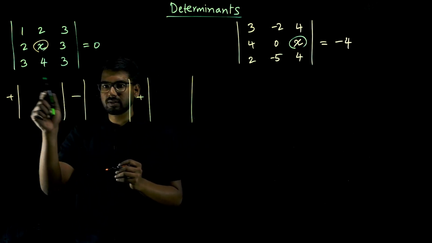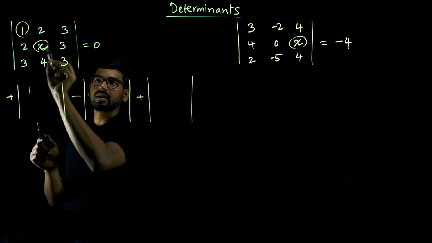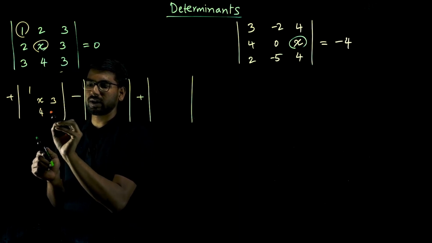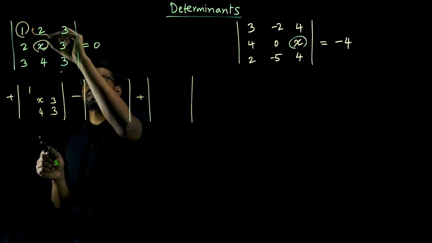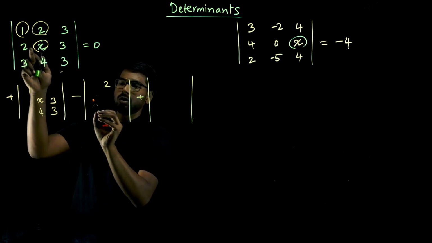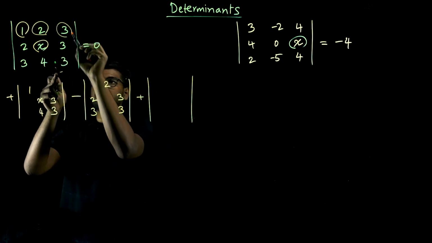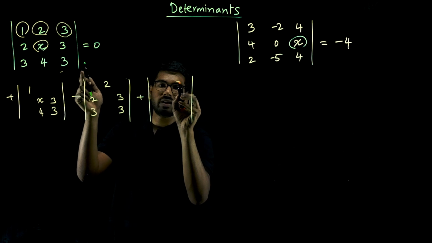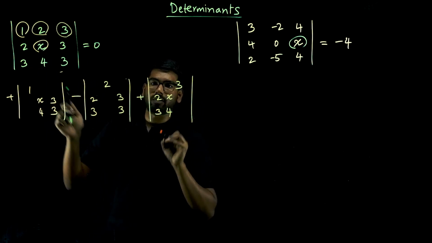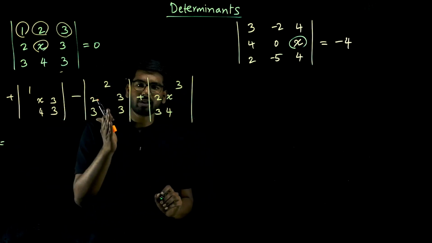Okay, so in the first, write the first element of the first row, 1, and the remaining elements, that is x, 3, 4 and 3. Next, the second element of the first row and these 4 elements, 2, 3, 3, 3. Next, the third element of the first row, 3, and the remaining elements, that is 2, x, 3, 4. Okay. Now we need to solve 2 cross 2 determinants.